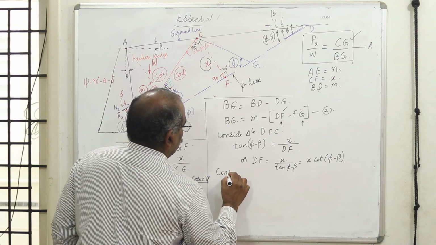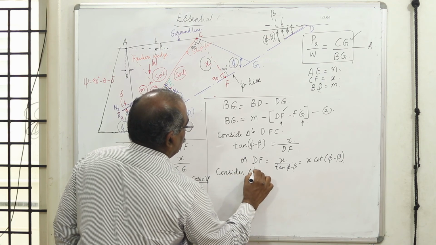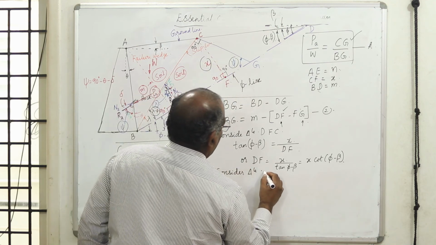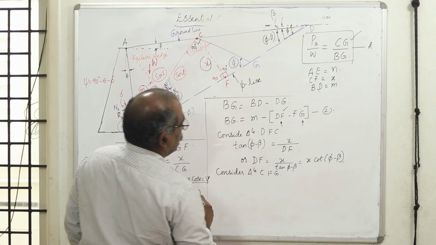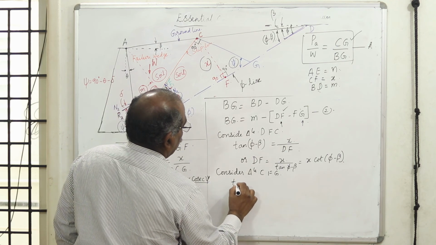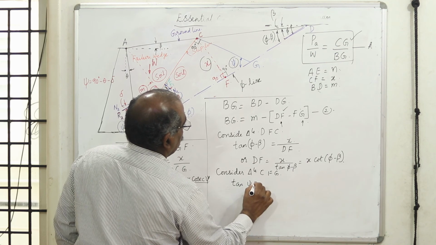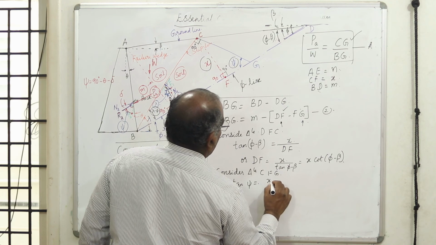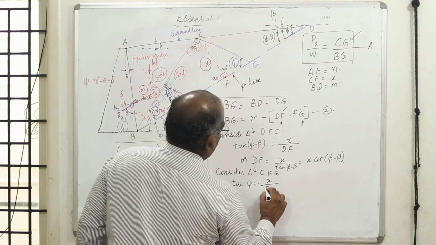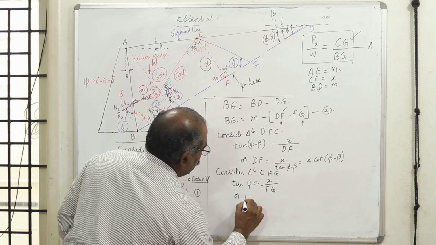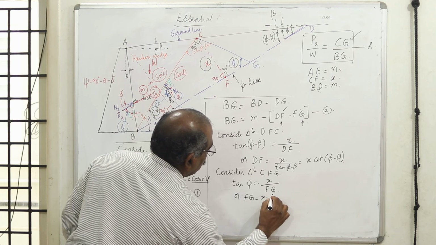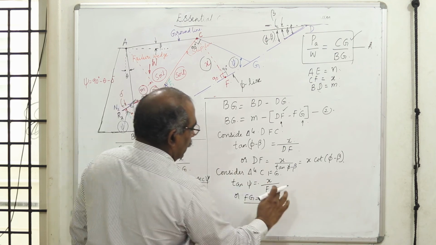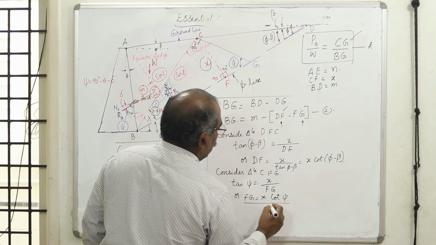Now let us consider the right angle triangle. I need FG. Therefore, let me consider this triangle CFG. In this triangle, let me take tan of psi. When I take tan of psi, what happens? I get x divided by FG, or FG is equal to x cot psi. This comes to denominator. I can directly write it as x cot psi.